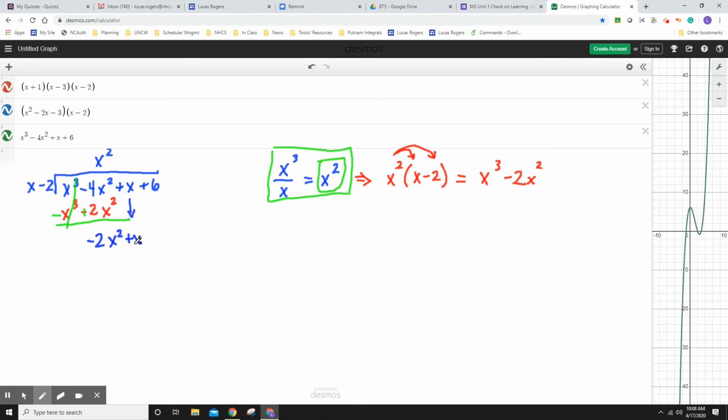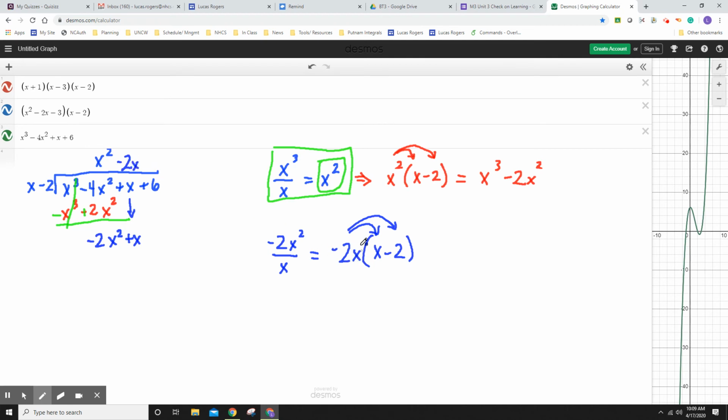So plus x. And now when we do this division here, we're again going to take the biggest term of what's down here in our problem, divided by the biggest term of what we're dividing by. So we're going to take negative 2x squared and divide it by x, and it's going to end up giving us negative 2x. We're going to take that negative 2x and we're going to distribute it into x minus 2. And we're also going to take that negative 2x and write it up here in our answer. Should have done that first.